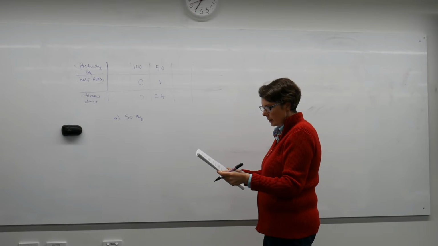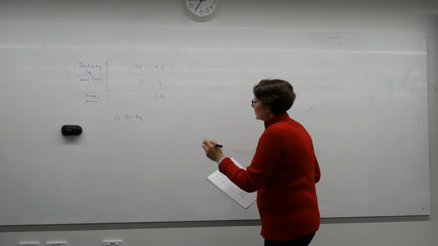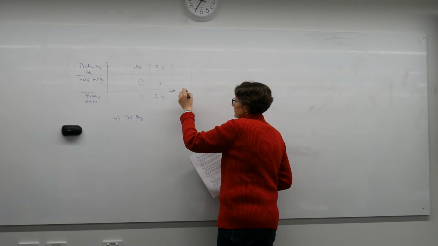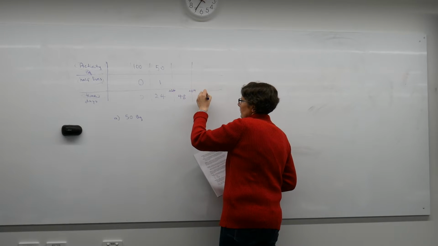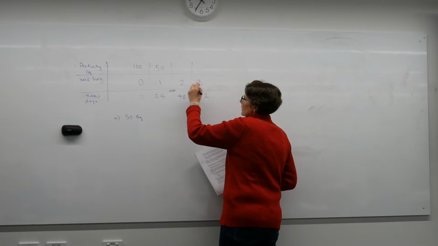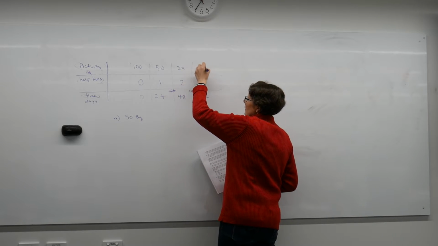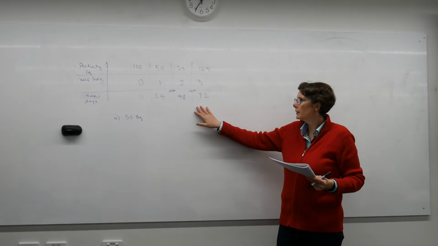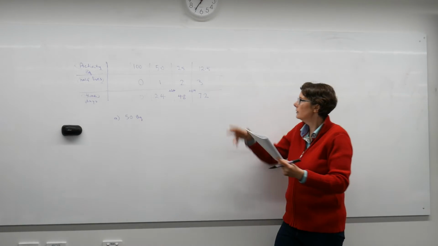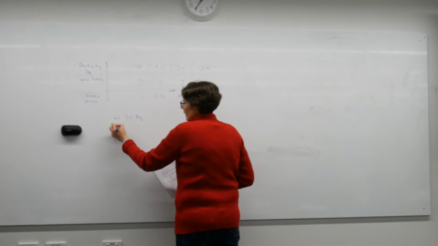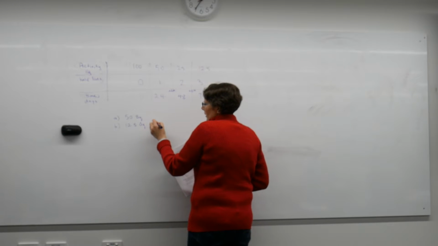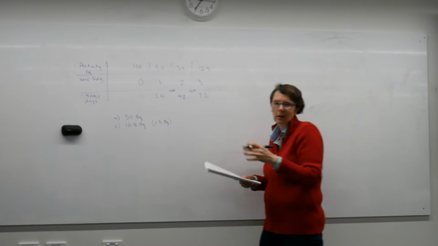And then we're asked for 72 days. So we have to add 24 each time, and halve. We're going to add 24 on for our time, and we're halving our activity. So after 72 days, our activity will be 12.5 becquerel, which you could round to 13, 2 sig figs, but I wouldn't.